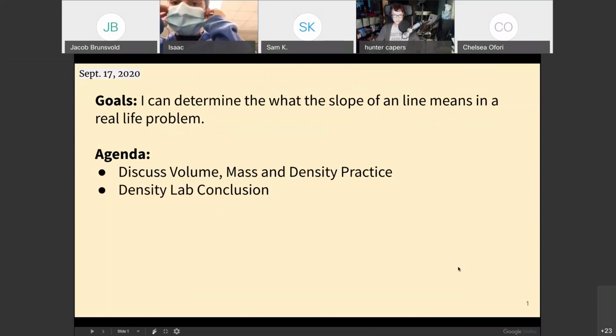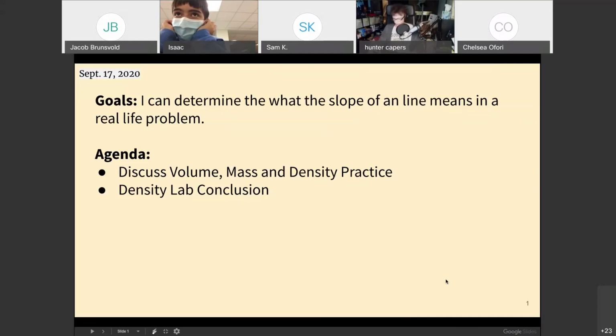Okay, so goals: I can determine what the slope of a line means in a real life problem. So that's hopefully what you can do by the end of the day today. Hopefully most of you can do that at the start of the day today. But hopefully by the time you finish this density lab conclusion, you'll have a sense of how to do that. And we will be discussing this density lab conclusion on Monday.